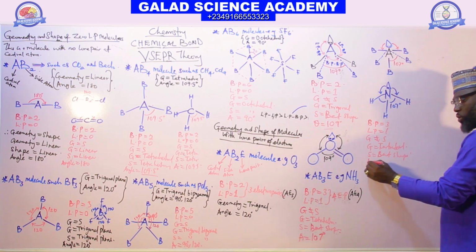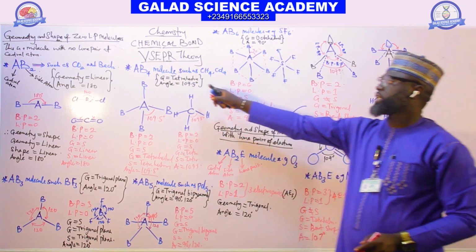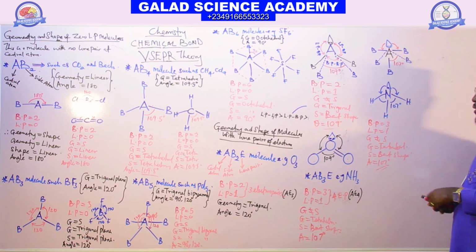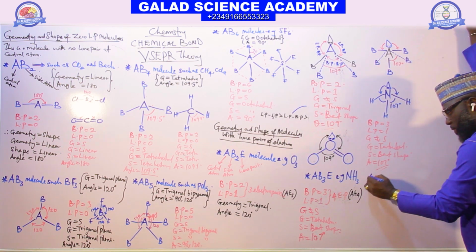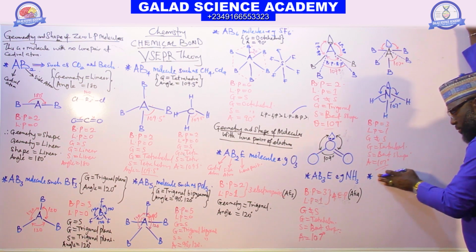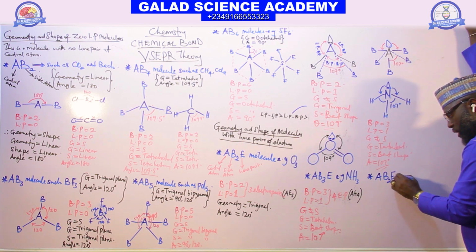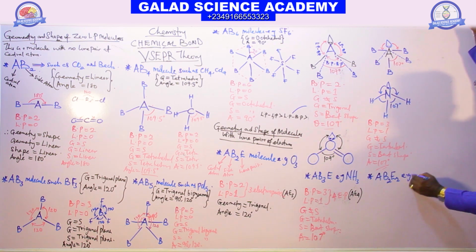The angle is 107, less than the original tetrahedral angle. So for the last one, we can look at a molecule of AB2E2. An example of this molecule is water.